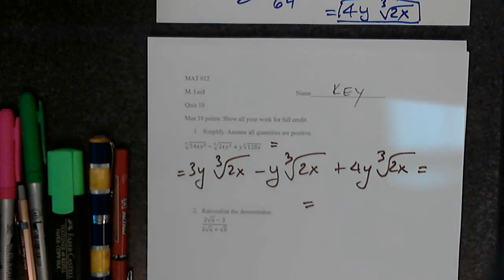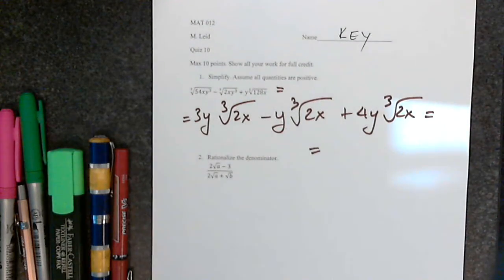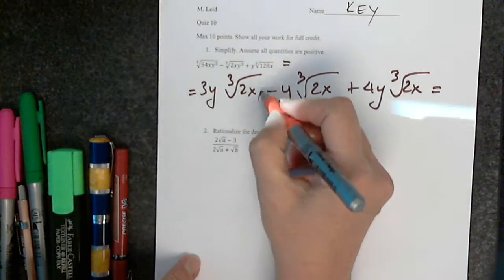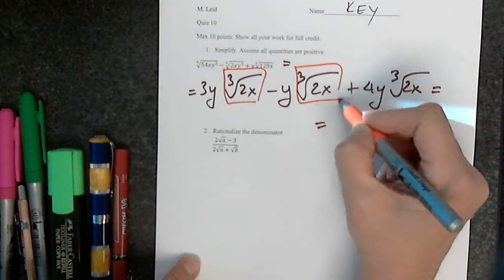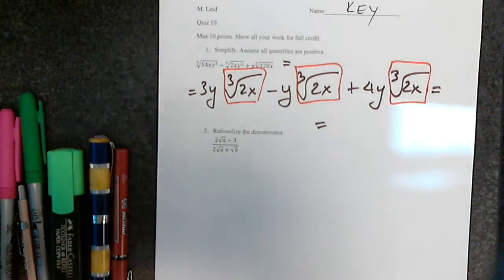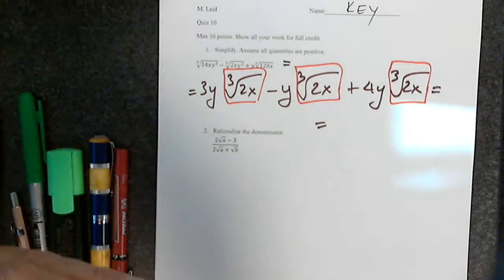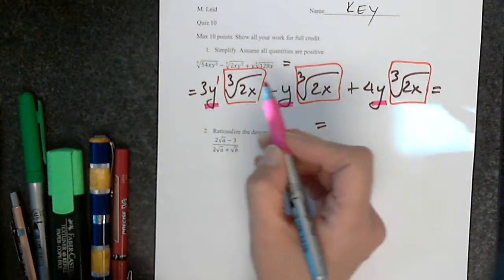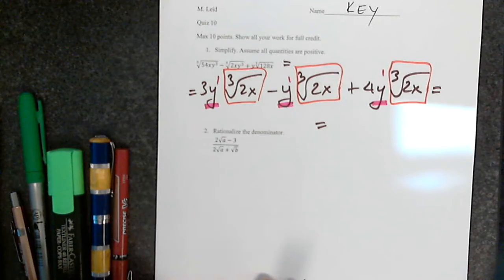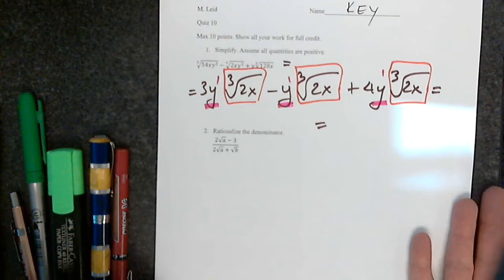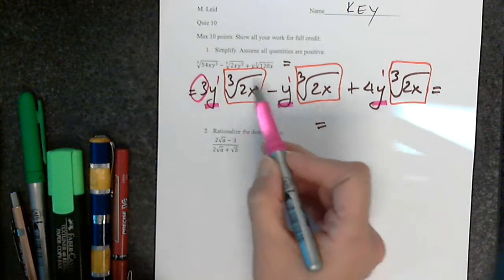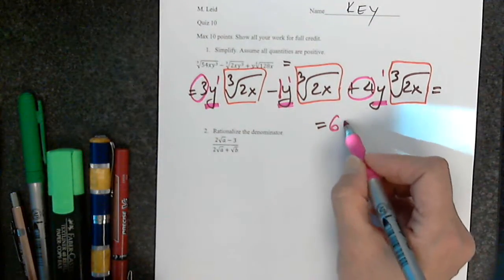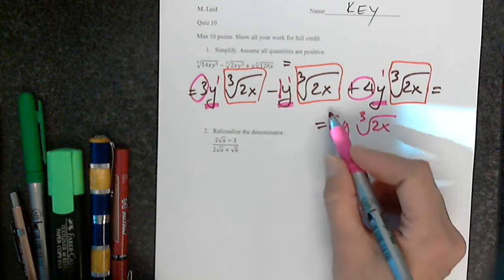And now, like we did last time, we have to analyze what we have. So I'm analyzing, and I see that this is the same in all three, which is the irrational part. I see that they have the same variable in front and the same power of the variable, which means that all these are like radicals. And I can say 3 minus 1 plus 4. So that's 7 minus 1, which is 6y the cube root of 2x.